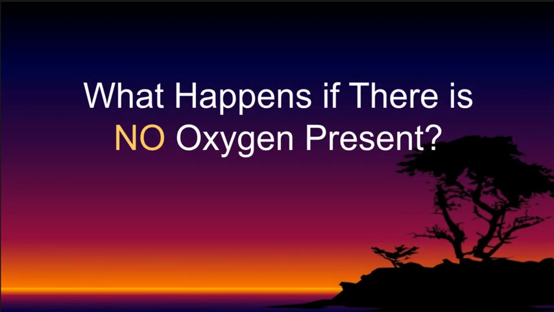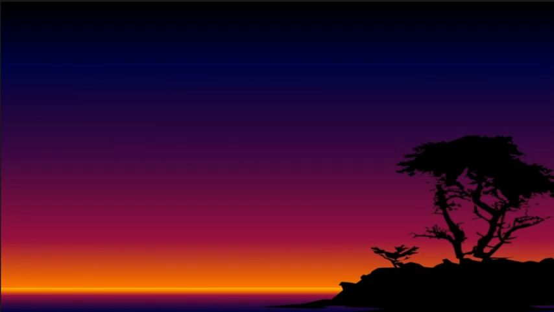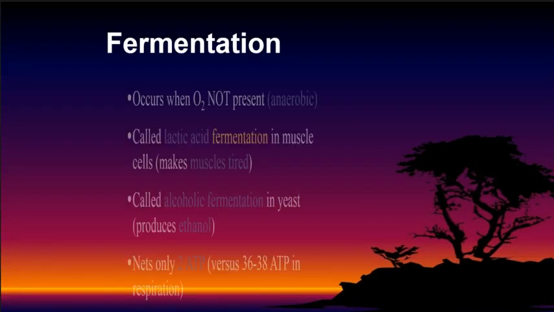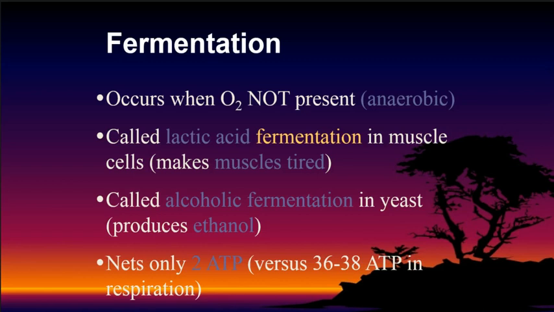Okay, so what happens if there is no oxygen? You still have to, if you're an organism, have all your cellular processes going on. I mean, this is what you have to survive. You have to do all of these things. So you're going to need ATP, and you're going to have to be able to make it. Respiration is an aerobic process only. It only occurs in the presence of oxygen. But there are lots of anaerobic, right, or no oxygen environments. This is where fermentation comes in. Fermentation is going to occur when oxygen is not present. And there are different results of fermentation.